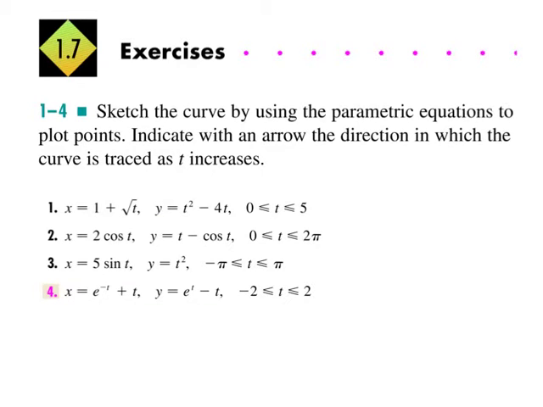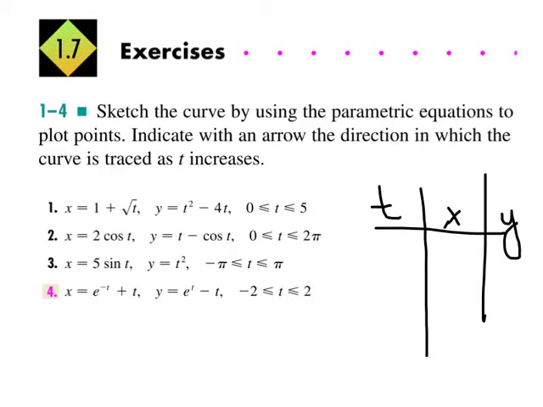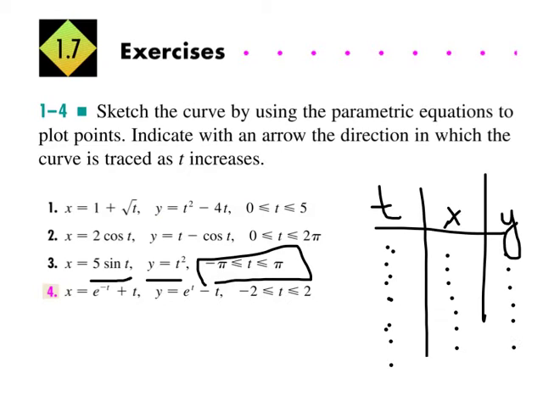So again, something that might be helpful: you're going to have a table of values for any of these, where you're going to use for your t values something in the interval that they give you. You're going to plug those in for your x function to get your x's out, and you're going to plug them in for your y function to get your y values out. Then you're going to plot all your ordered pairs, and then you'll connect them, and then you'll put an arrow on your curve indicating which way the path is traced.